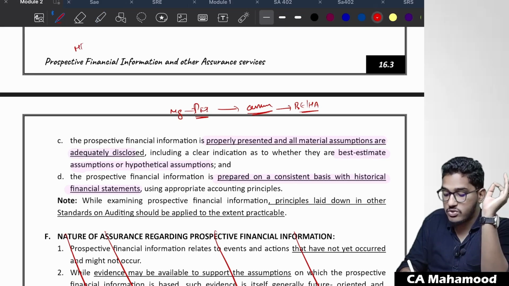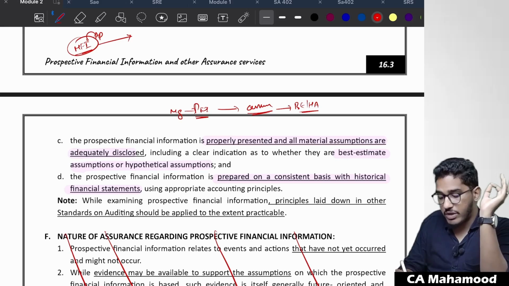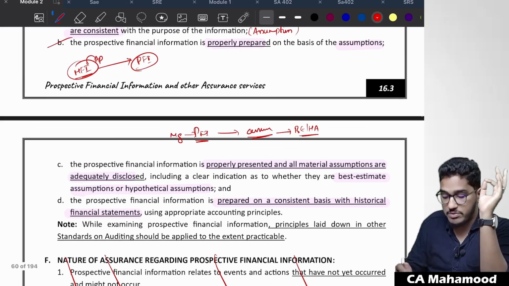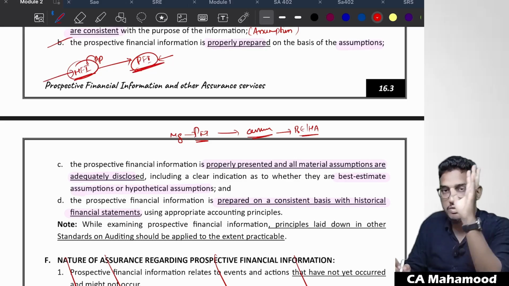On whatever basis the historical financial information has been prepared, whatever accounting policies are followed in the historical financial information, on the same lines management is required to prepare the prospective financial information also. Whether they have done that or not, I need to verify. Like if they are following a certain method of depreciation in historical financial information, the same method of depreciation should have been followed in the prospective financial information also.